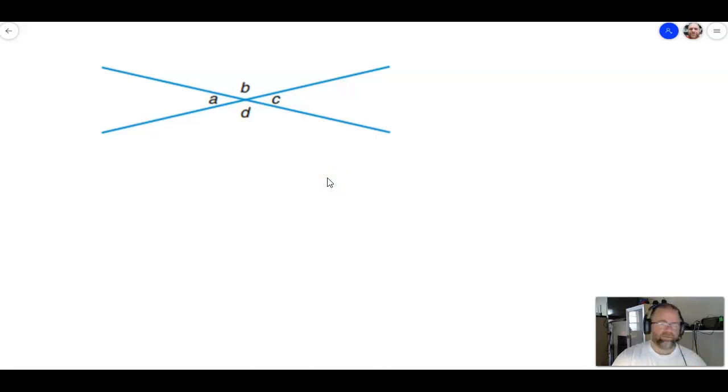And the first thing is we can talk about vertical angles. So vertical angles are the ones that are opposite from each other. So A and C are vertical angles, and D and B are vertical angles. And vertical angles equal each other. So C is equal to A and B is equal to D. And so if I knew that C was, for example, 37 degrees, then I would know that A is also 37 degrees.